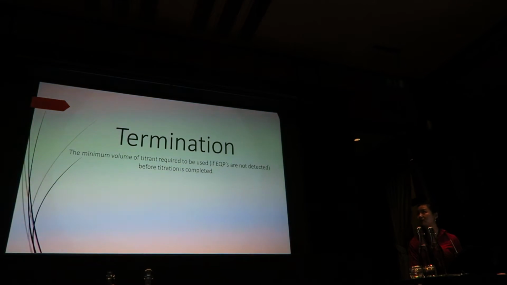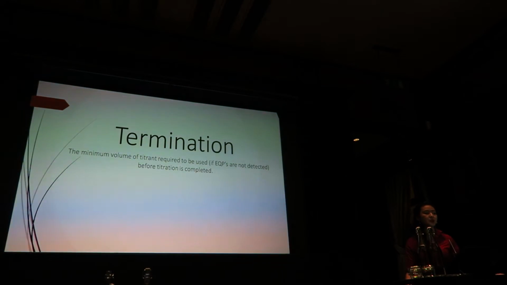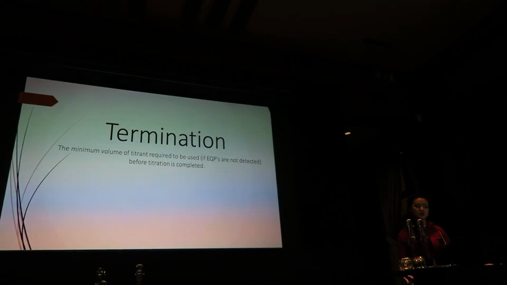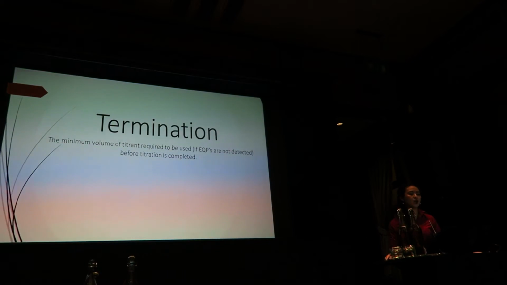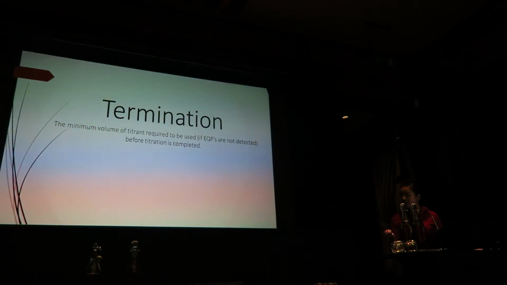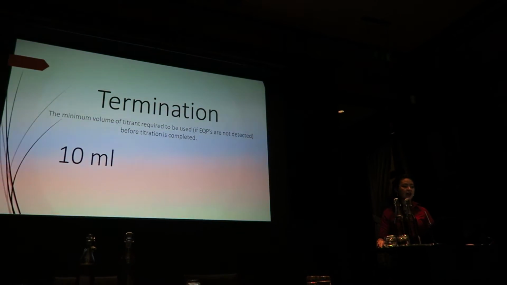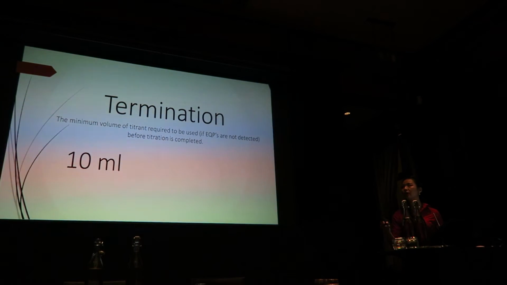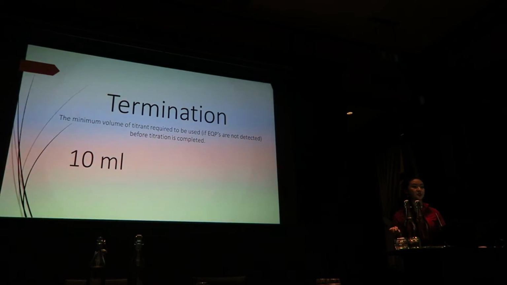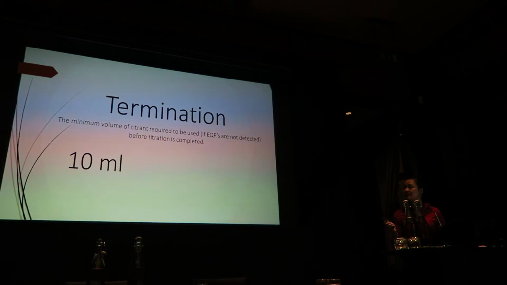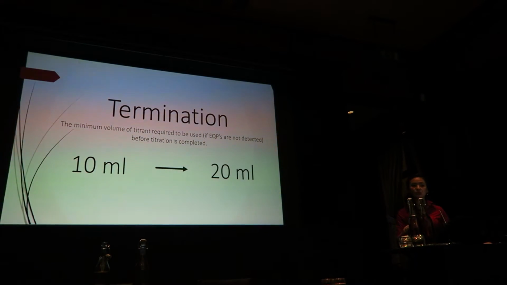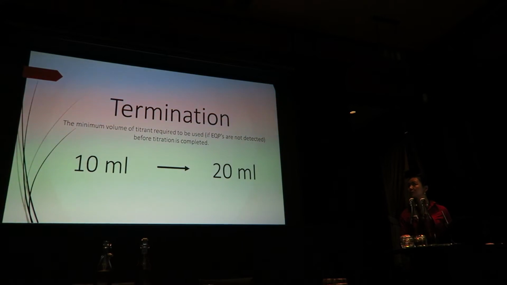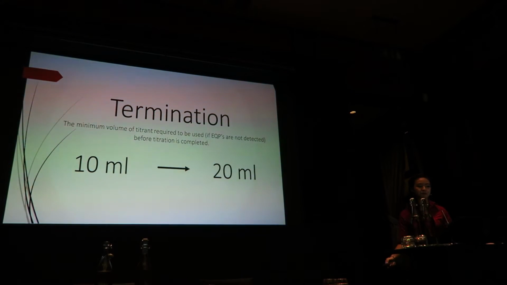So we looked at a factor called termination. This is the minimum amount of titrant that needs to be used before the titration is completed if an equivalence point isn't detected. So if the first equivalence point is detected and the second one isn't, it will continue going until 10 mL of the titrant has been used. We decided to increase this to 20 because it gives the machine more chance to detect the correct equivalence point before terminating the reaction.